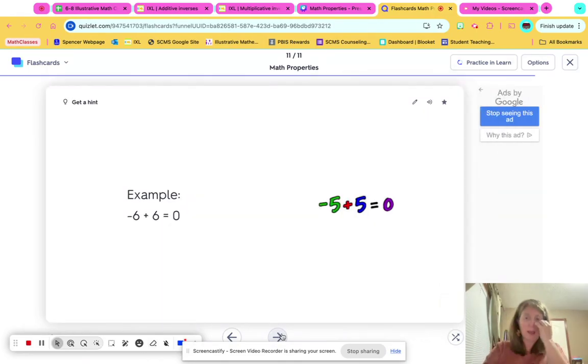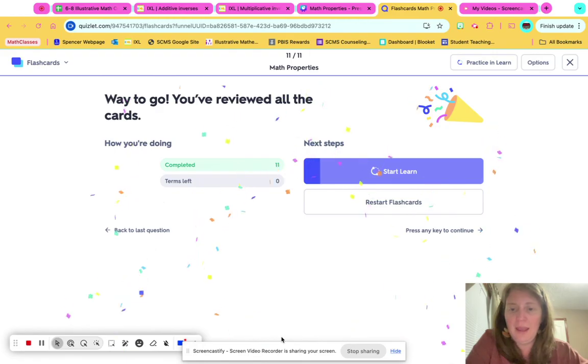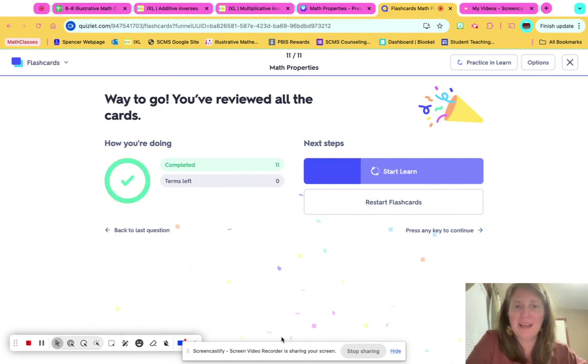All right, next one. Example, -6 plus 6 equals 0. -5 plus 5 equals 0. What is it? This one is additive inverse, or we call it the inverse property of addition. And we did great. Hopefully you did as great as I did on this one.